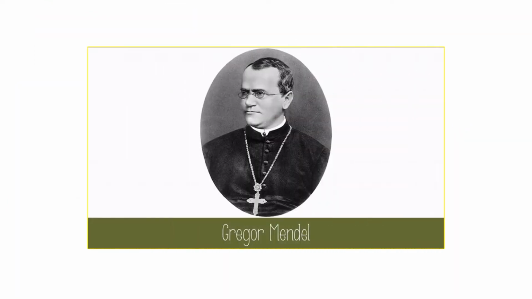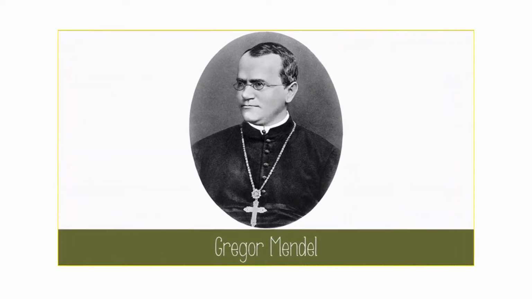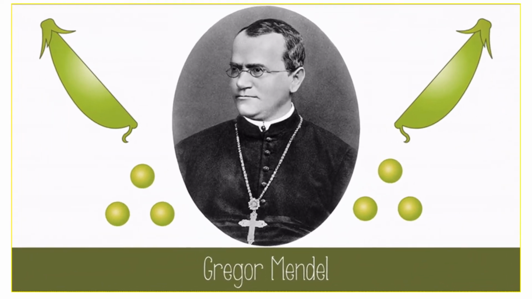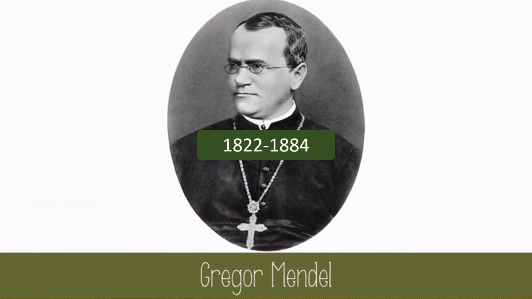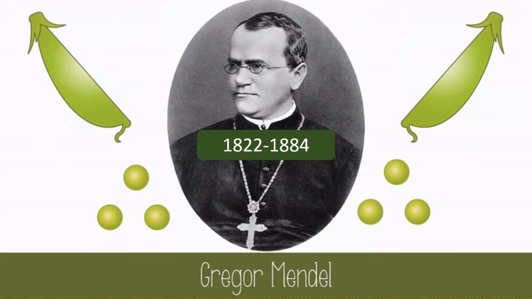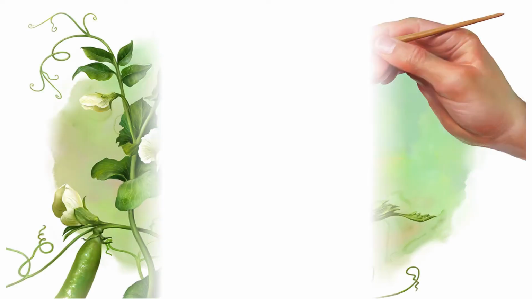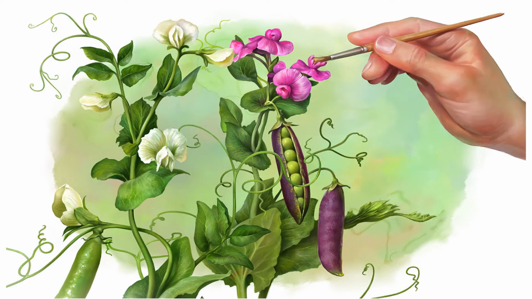Gregor Johann Mendel was an Austrian monk who studied the inheritance of traits in pea plants. From 1822 to 1884, Mendel developed two laws of inheritance using the statistical data he collected. Pisum sativum, the garden pea plant, was used by Mendel for his experiments.